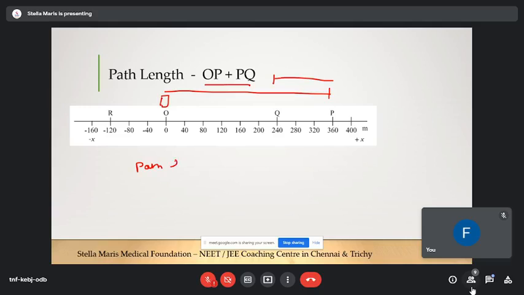Now we'll go to the other quantity. We'll define another quantity, that is displacement. Displacement is nothing but change in position. Not change in position with time. Always keep in mind, displacement is nothing but change in position. Okay, and who was the one that answered right now, just now?